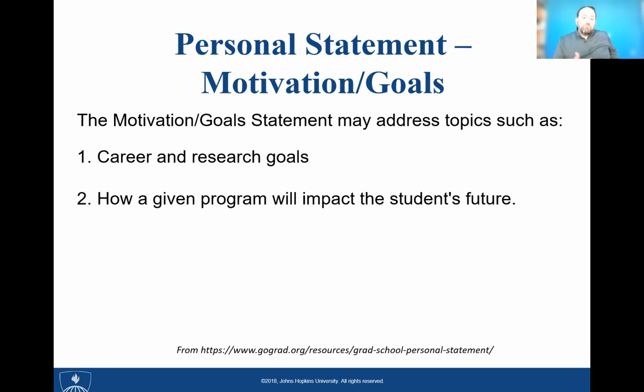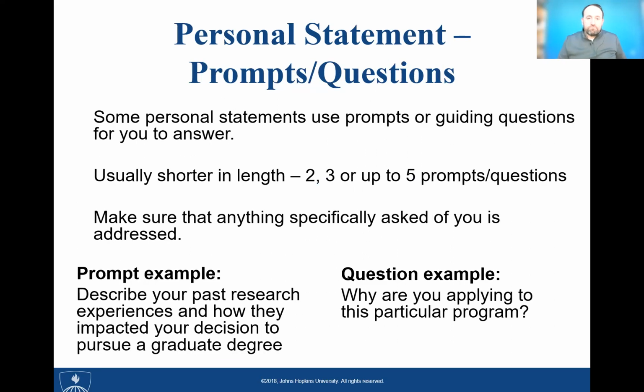When we think about writing a motivation or goal statement, what you're talking about there is: this is my career interest, my career and research goals. And then how the particular program you're looking at will have an impact on that future, how it will fit in. So this is a variation of that personal statement. When writing it, I have to know what my goals are. I have to know what I'm motivated to want to do.